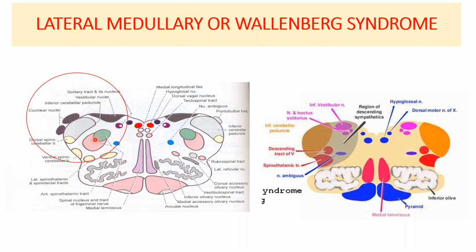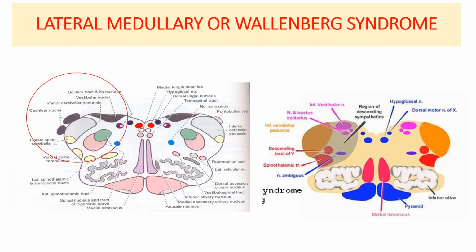You have the spinothalamic tract. You have the inferior cerebellar peduncle. You have the nucleus ambiguus over here. You have the lateral spinothalamic tract. So all these things, when injured, are going to put their effect on all these tracts. So you should be able to demarcate for the lateral medullary syndrome these areas and see which tracts and structures are affected, and the symptoms of the syndrome will be in that order.